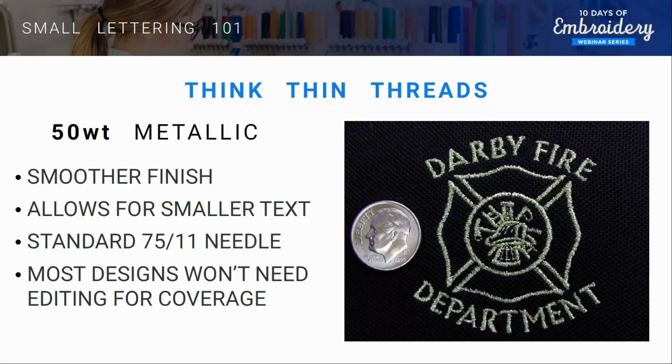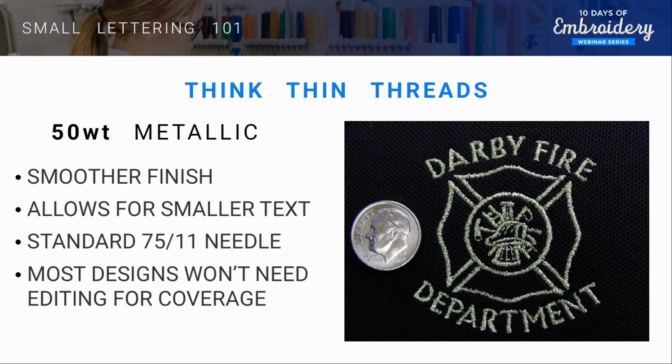You can see I've used that Roman flare serif font I was talking about earlier because it stays so nice and open, though I did still drop my crossbar on that A in Darby and in department down there. But a 50 weight metallic is just a little thinner than a 40 weight, and it allows for a smoother finish and for smaller text. I mean, it's still going to be a little rough.